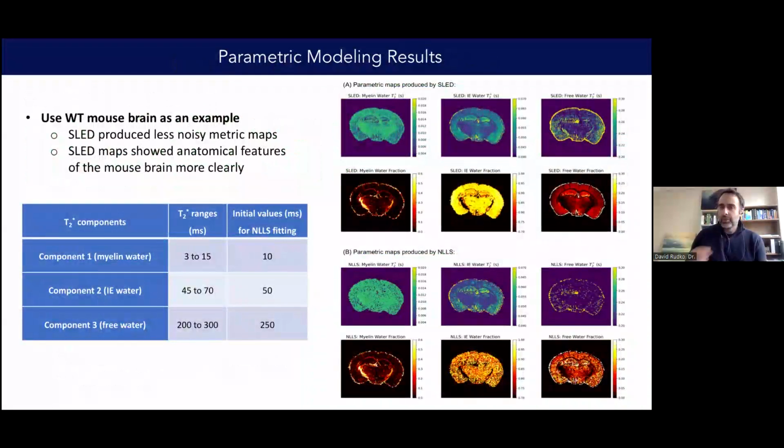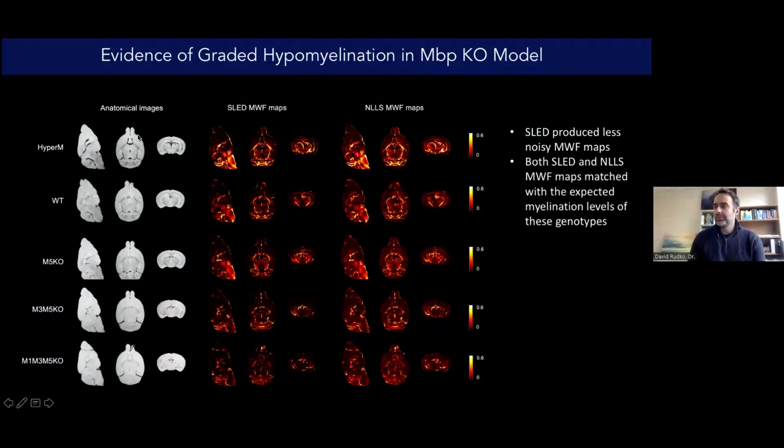So these are the parametric fitting results from SLED compared to NLLS, and generally the unsupervised deep learning model produced less noisy maps and showed more anatomical features compared to traditional parametric fitting methods with a 3-pool model. And these are examples of the graded hypomyelination phenotype, but now Vlad already showed this, but this is now based on the SLED model, the self-labeled SLED model.